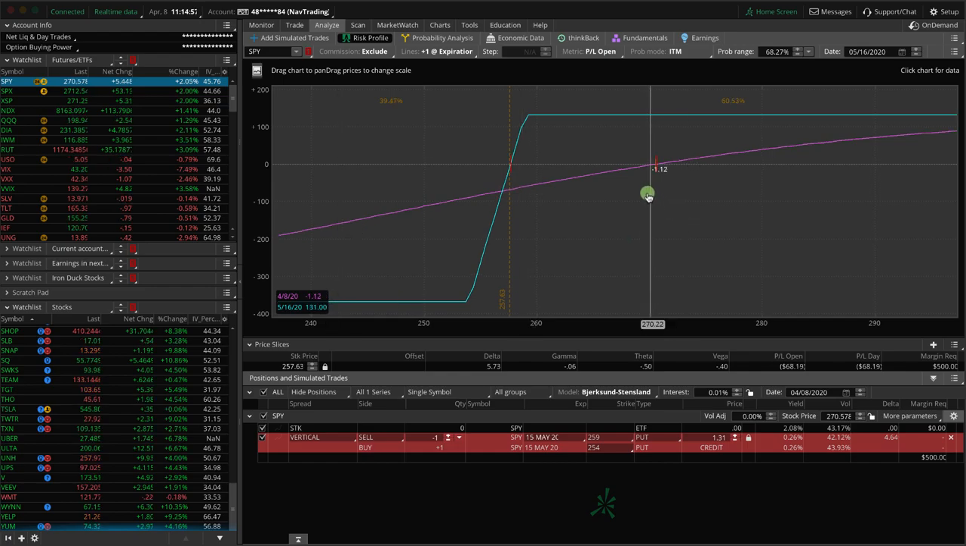Now, as I mentioned, this is a bullish position. We want the price of the stock to go up, but it can also come all the way down to this level here, to this break-even point, and we can still make money on the trade. And that's one of the beauties of vertical spreads.